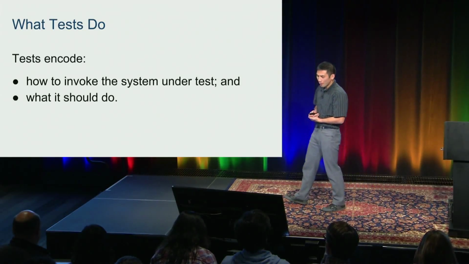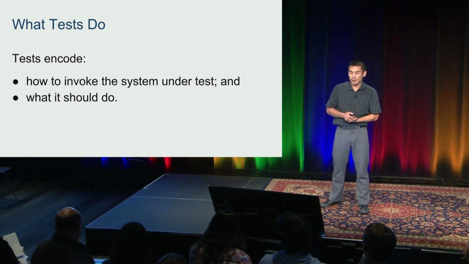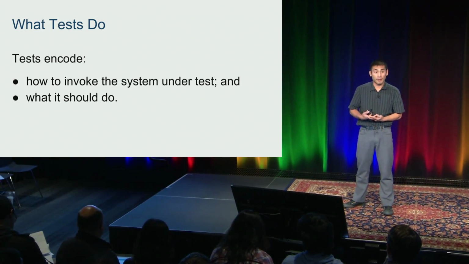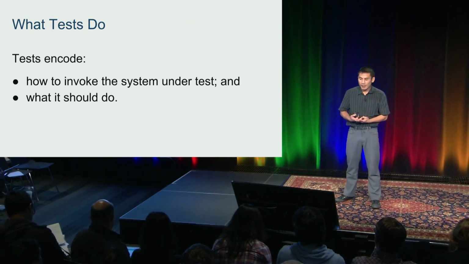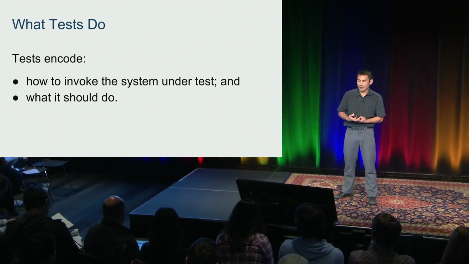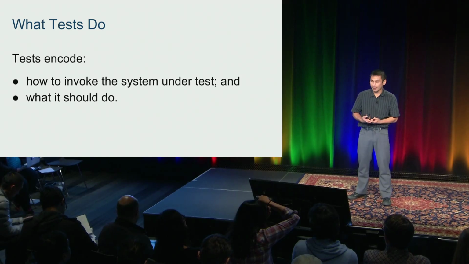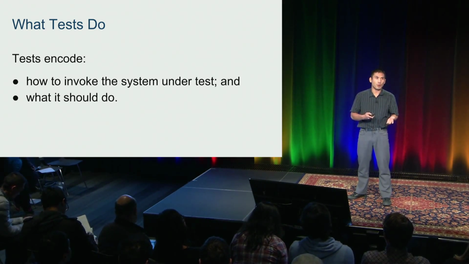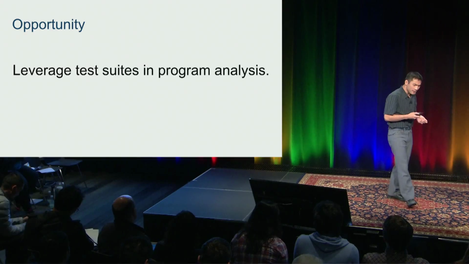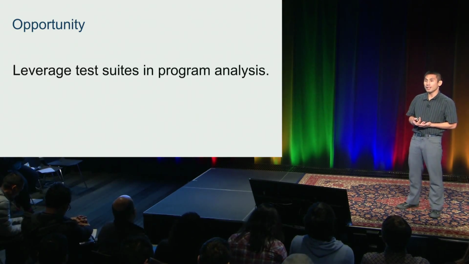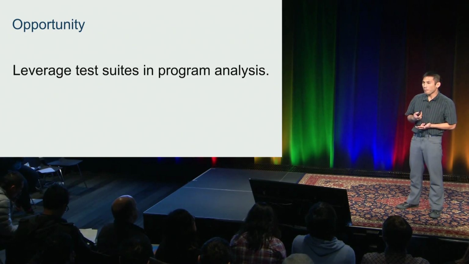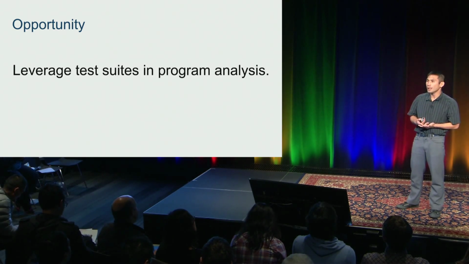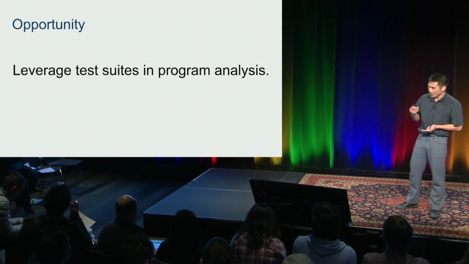So let's think a bit about what a test does. A test is going to encode 2 things that are very useful to me as someone doing program analysis. They encode how to invoke the system under test, and they also encode what the system should do. You observe the system behavior and see if it's what you expect. If it is, then you're happy. If it's not, then you complain about it. Because we get these 2 bits of information, we can leverage this in program analysis. So my research agenda for the future is to leverage test suites in program analysis.